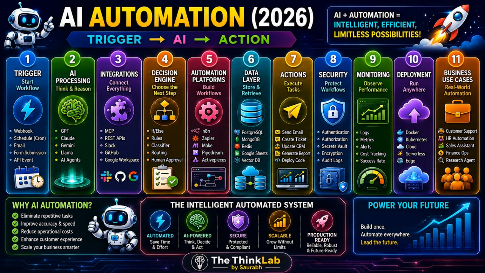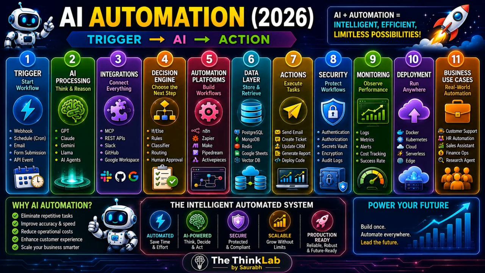The fifth one is the automation platform. It builds the workflow. This is where everything is built. Using tools like N8N and Make, the platform helps you design the workflow. Without coding, you visually connect the steps and automate the process by using N8N, right?